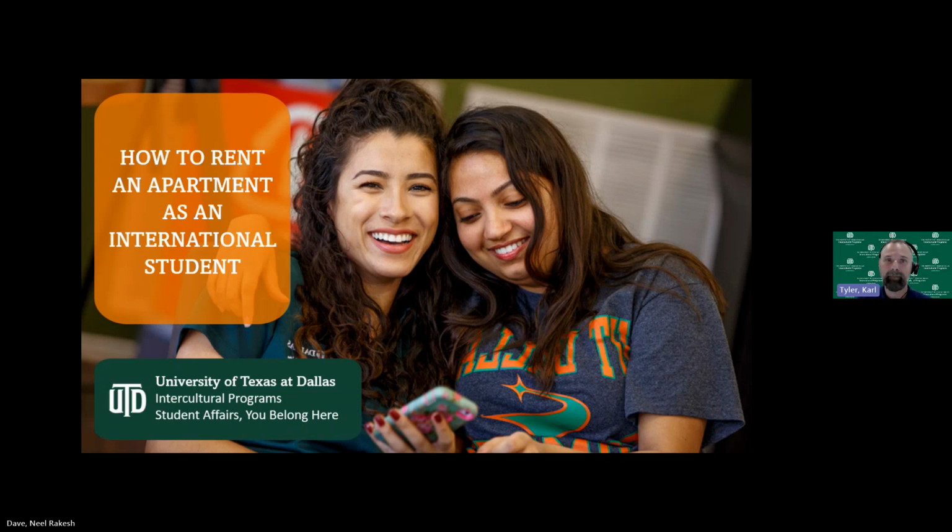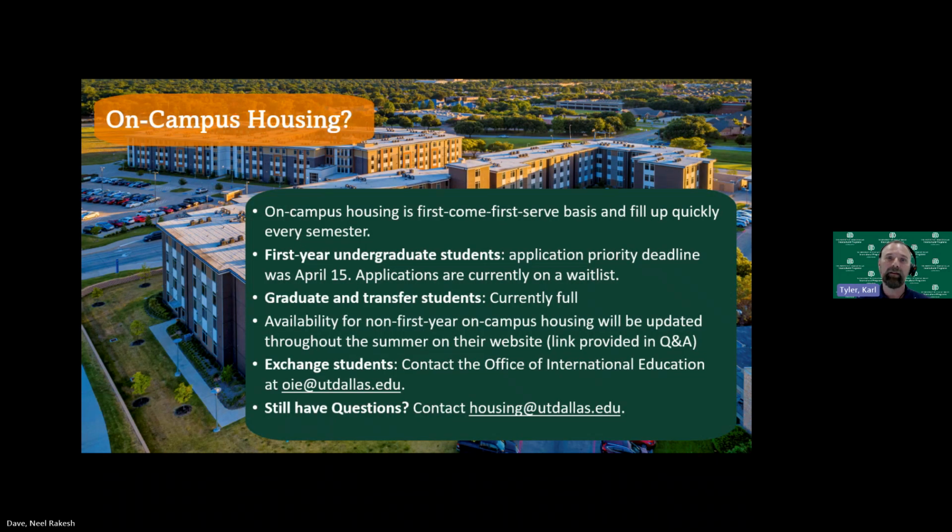Next slide, please. You might be thinking, why are we dedicating an entire information session to off-campus housing instead of on-campus housing? The answer is that securing on-campus housing can be challenging. The reason, simply and directly, is that the demand is higher than the supply.